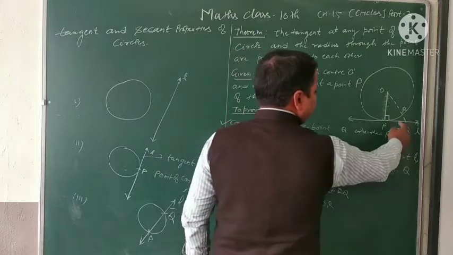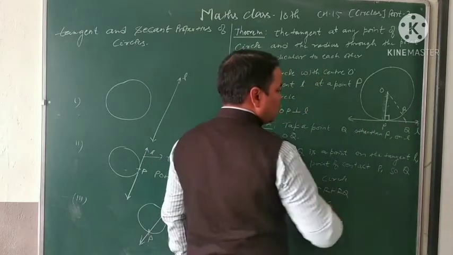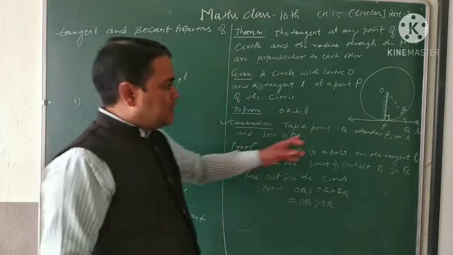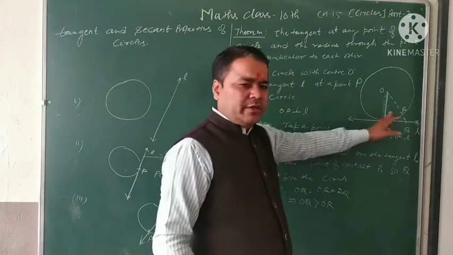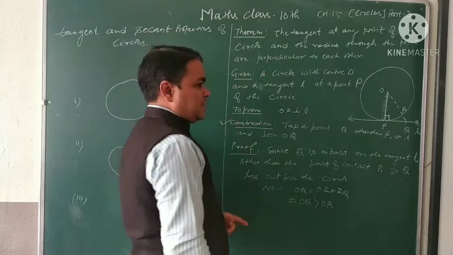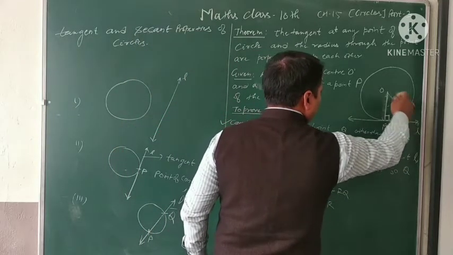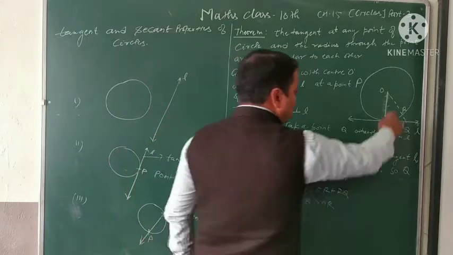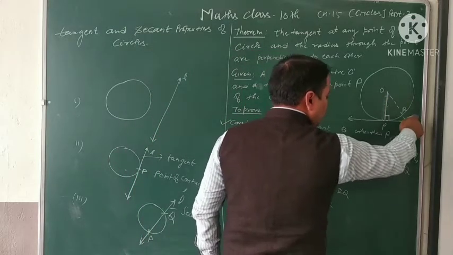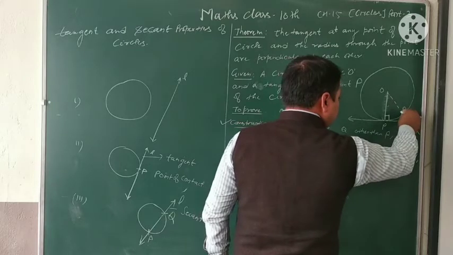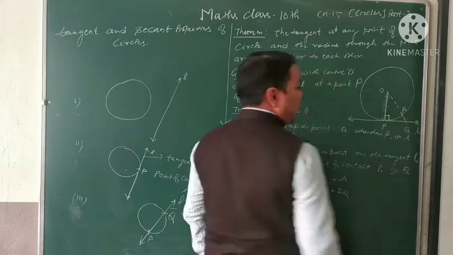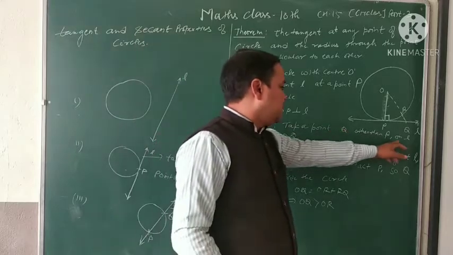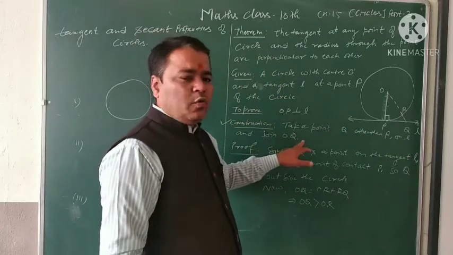We can take any point here, this side also, no problem. We just take a point Q other than P on this line L. After that we join O and Q. If we join the line OQ, the line segment OQ intersects the circle at point R. So here, take a point Q other than P on L and join OQ.